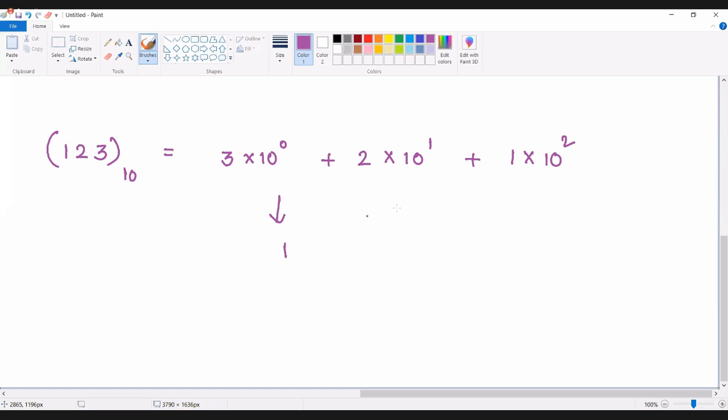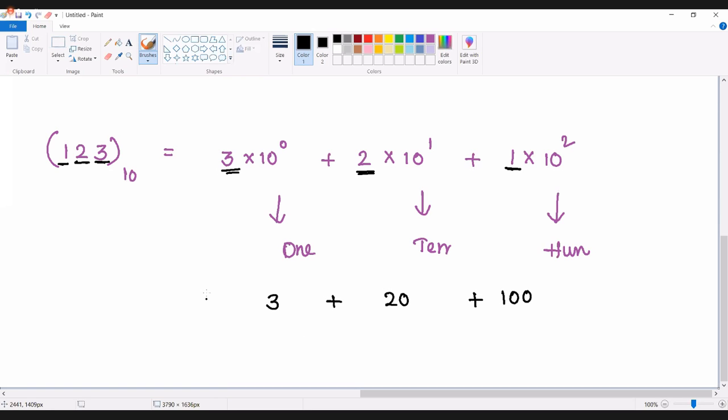10 power 0 is nothing but 1, 10 power 1 is nothing but 10, 10 power 2 is nothing but 100. That is the reason we call 3 the 1's digit, 2 the 10's digit, and 1 the 100's digit. 3 into 1 is 3, 2 into 10 is 20, 1 into 100 is 100. Overall, the resultant is going to be 123. That's how we can say.